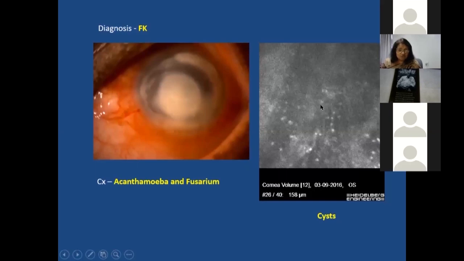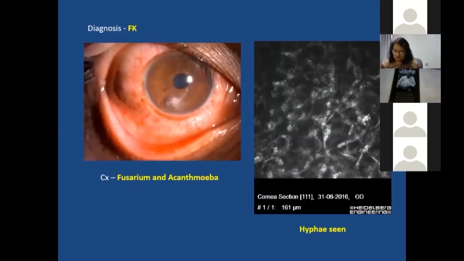In this patient, we were not able to see any hypopyon because of the stromal edema. This patient, classically a fungal keratitis, grew both Fusarium and acanthamoeba. But on the confocal, we were not able to see any cysts, only hyphae were seen.